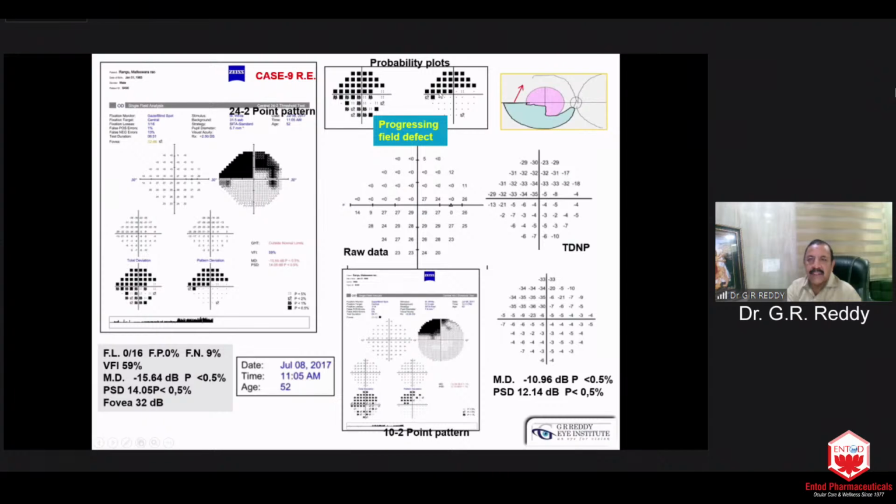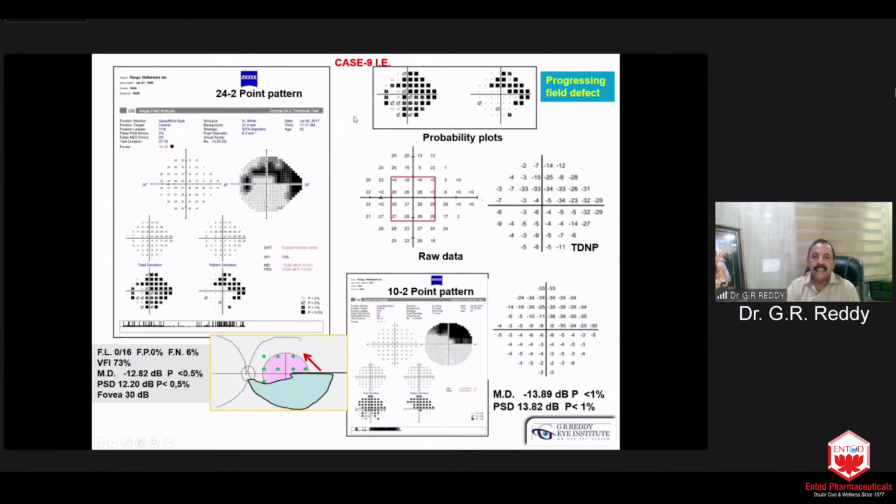When it is converted to the pattern deviation plot, the superficial scotomas disappear. That means if the patient is already on medication, whatever the anti-glaucoma medication is being taken, actually that is not enough. If the disease is progressing, we have to increase the dose or go for surgery. The left eye is also, see the bitemporal biarcade scotoma.